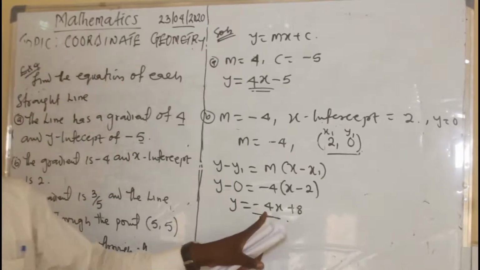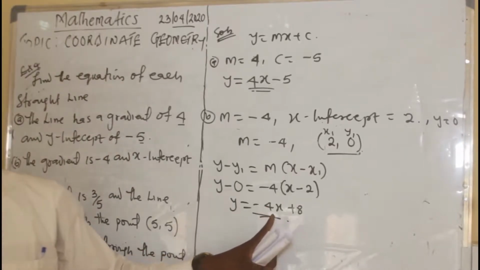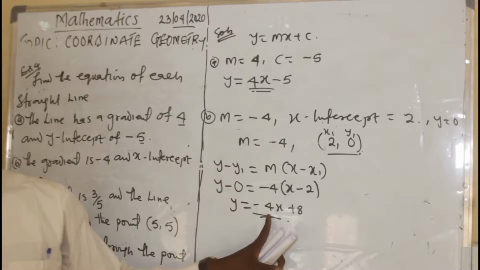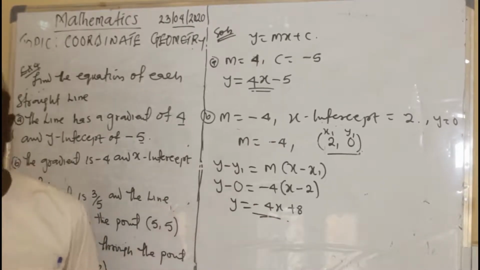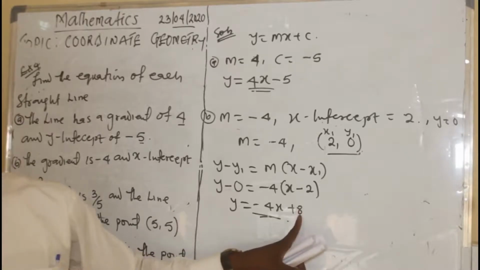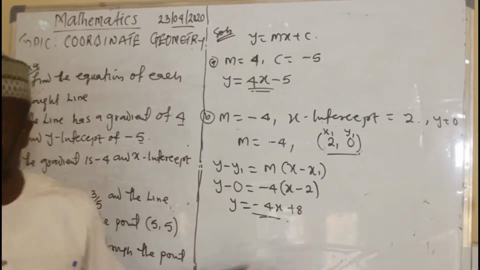So in this case now, if they ask you what is m, what is our m in this equation? -4. And if they ask you what is the y-intercept? The y-intercept in this equation is 8. That is c, right? So good.